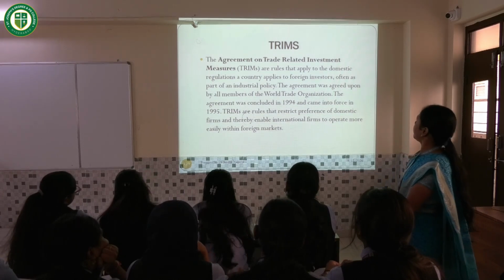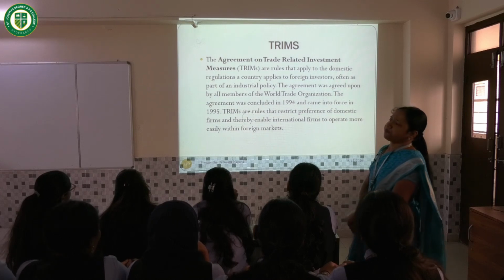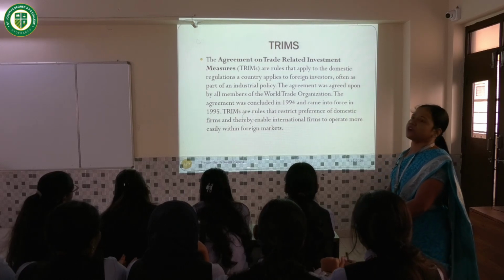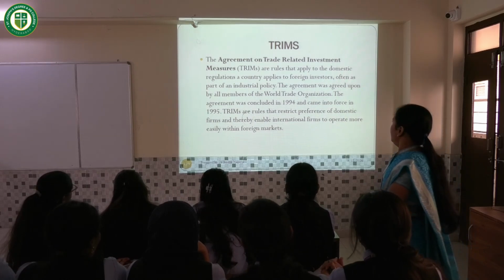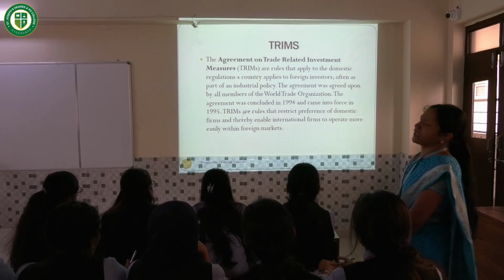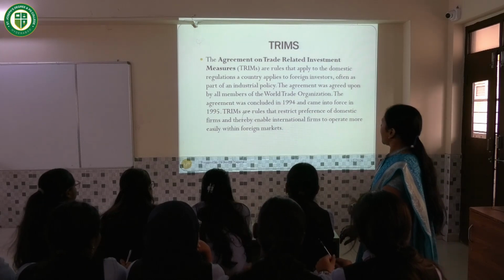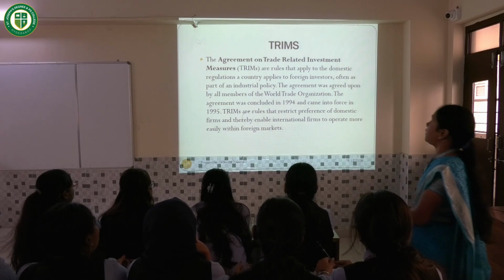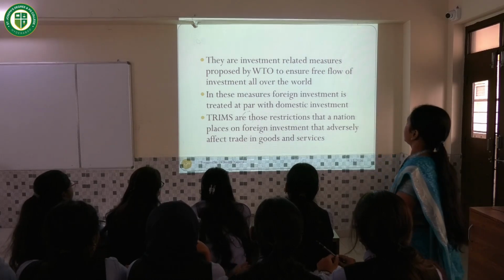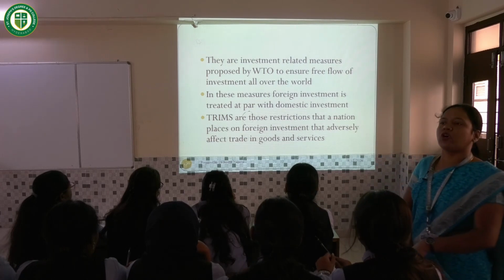Coming to the concept of TRIMS. TRIMS is trade related investment measures, that is again an agreement. TRIMS talks basically about the rules that a nation can apply on foreign investment, which have an effect on trade and services. This particular agreement came into picture in the year 1994, where they provided a restriction of preference of domestic production and also sought to see how international firms can operate easily in foreign markets. These TRIMS are all measures proposed by WTO to ensure the free flow of investments all over the world.